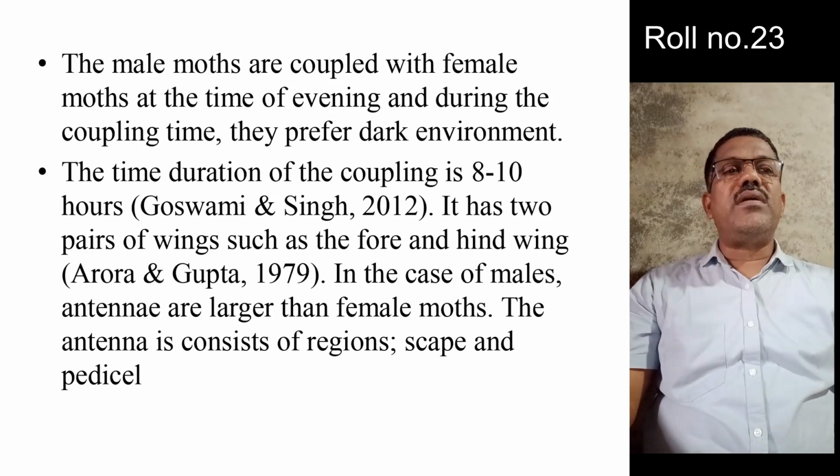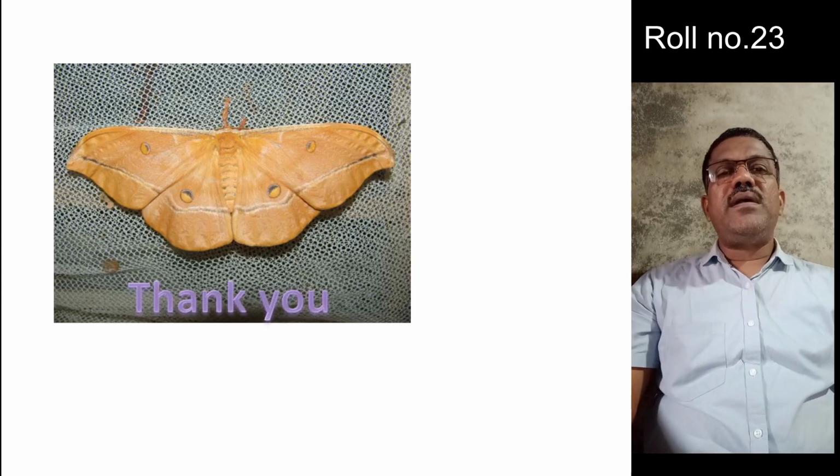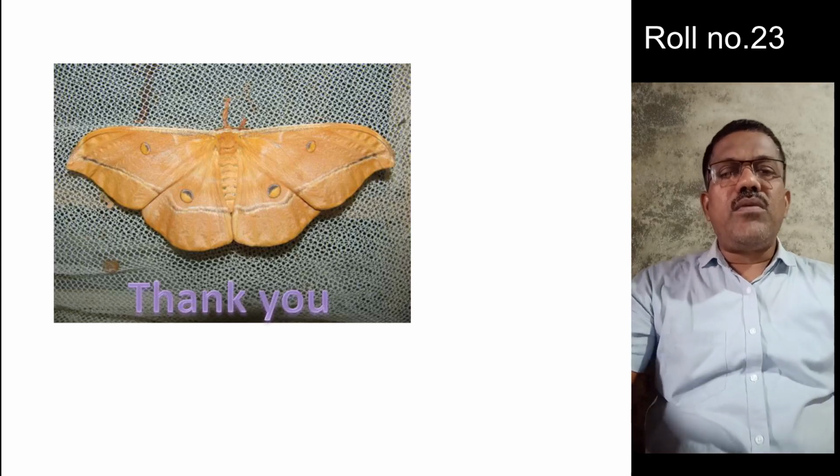The coupling duration is 8 to 10 hours and the moth has 2 pairs of wings such as fore and hind wings. In case of females, antennae are larger than male moth and the antennae consist of the scape and pedicels. After the mature moths are developed.